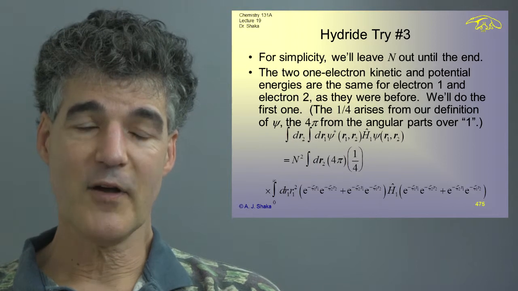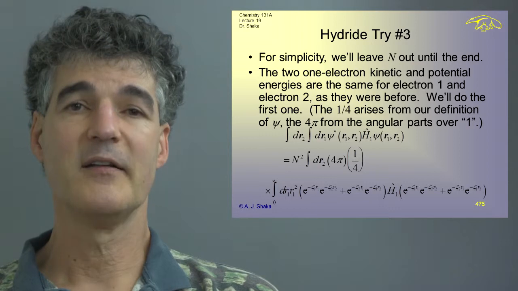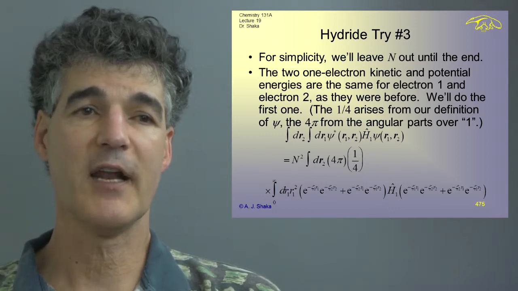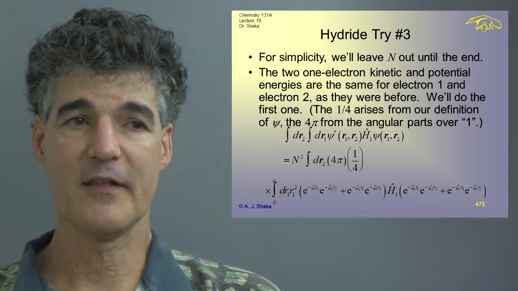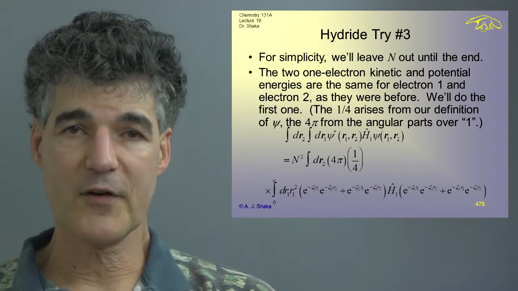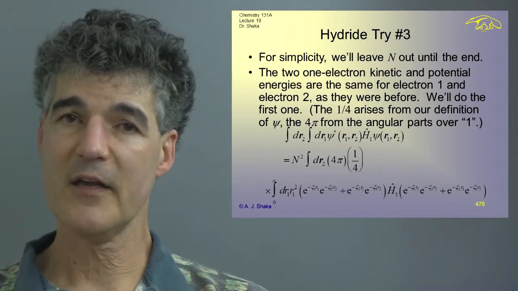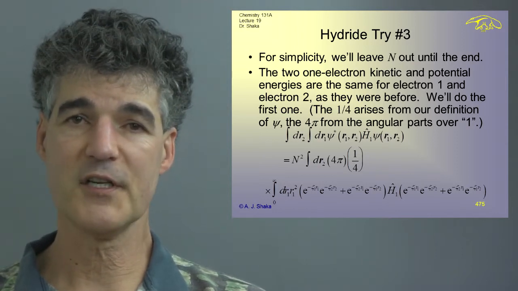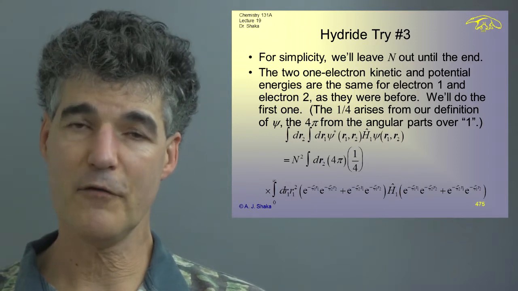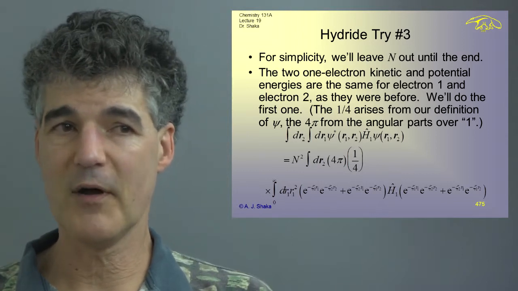For simplicity, and so I can fit the darn formulas on these slides, I'm going to leave n out until the very end when I actually need it to calculate the energy. I'm just going to leave it out and calculate things without it. The one electron, so the electron 1 and electron 2, kinetic and potential energy terms are just as they were before. And we're going to calculate them just like we did before. We're going to have to take the derivative and so forth and so on.